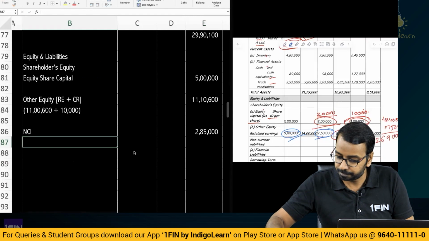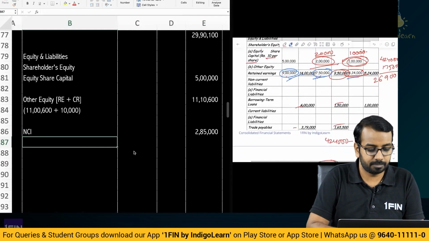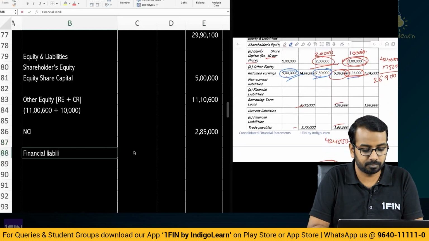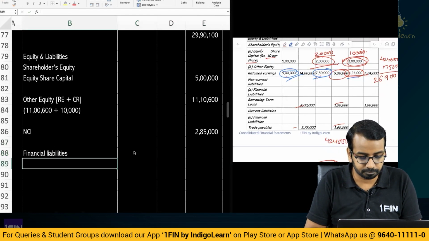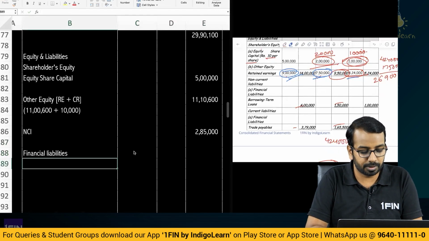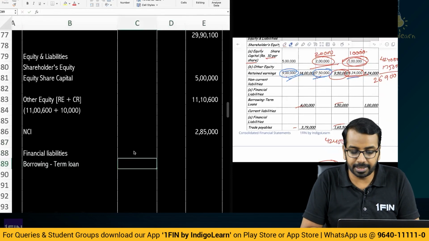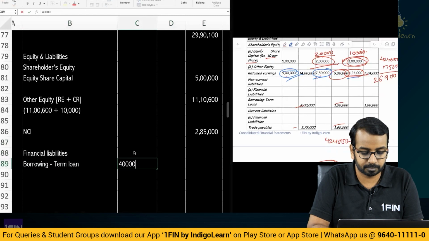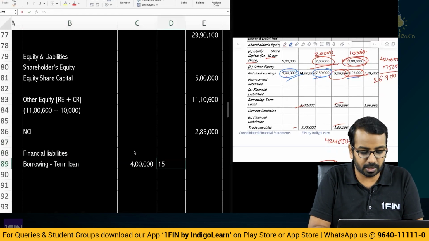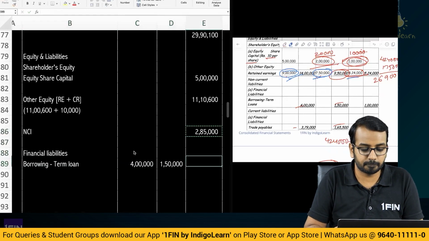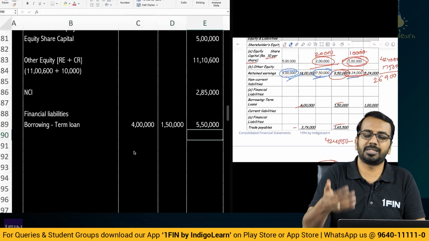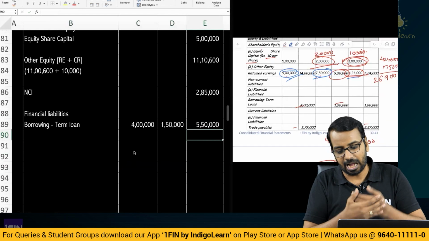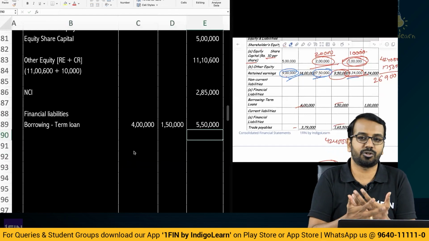Okay. Then financial liabilities. Under financial liabilities, you have borrowings, term loan. For the parent it is 4 lakhs. For the subsidiary it is 1,50,000. So the total is 4 lakhs plus 1,50,000, which is 5,50,000. See, the balance sheet preparation is simply addition of the numbers. Okay. After the basic workings are correct, this you can practice on your own as well.